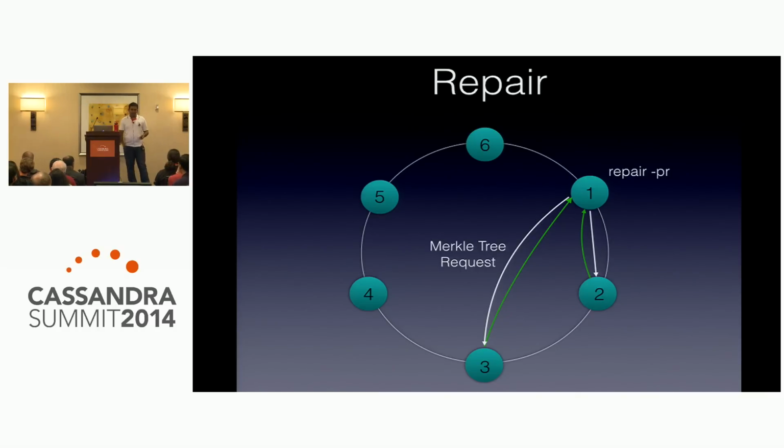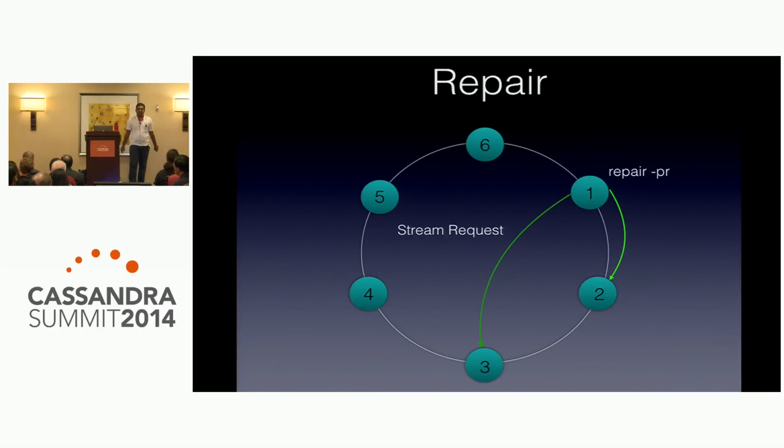Once it has figured that out, it sends out a stream request to the replicas. In this case, you say to node 3, stream this to 2, and stream this to 1, which is the same node that's coordinating. And once this is done, all 3 replicas for that range will have the same data, the same data as before the repair started, of course.